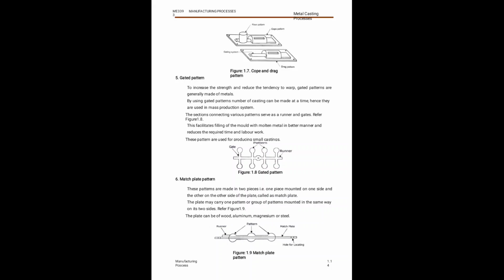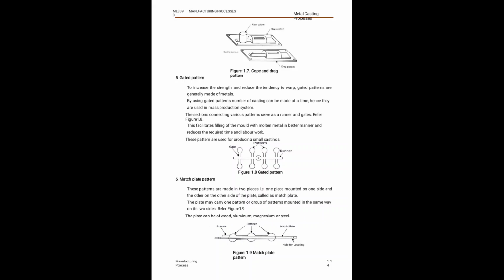And gated pattern: to increase the strength and reduce the tendency of scrap, gated patterns are generally made of metal. By using gated patterns, a number of castings can be made at a time. Hence, they are used in mass production systems. The sprue, runner and gates are connected to the various pattern pieces.